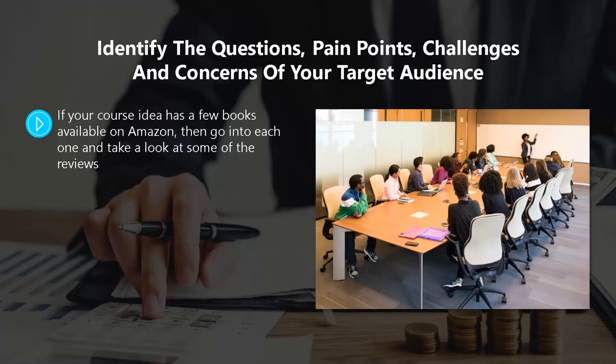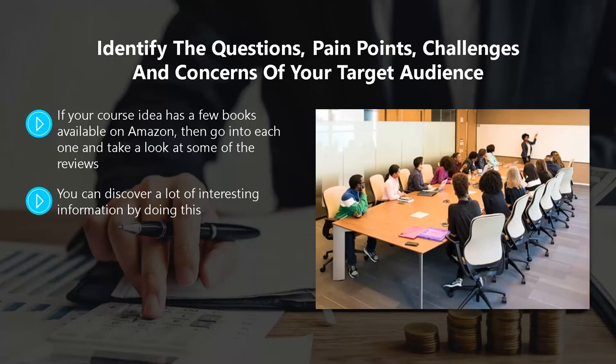Forget the 5 and 4-star reviews and focus on the 3 and 2-star reviews. Why? Because the people that leave 3-star reviews in particular are usually going to leave specific points. You can discover a lot of interesting information by doing this. For example, you might find that some people were unhappy that a particular subject was not covered, or that something could have been explained in a better way.